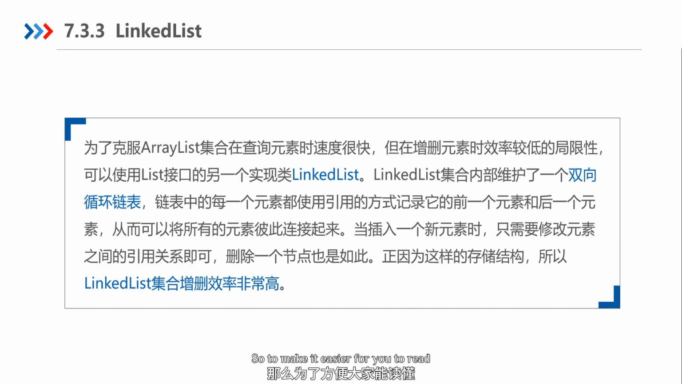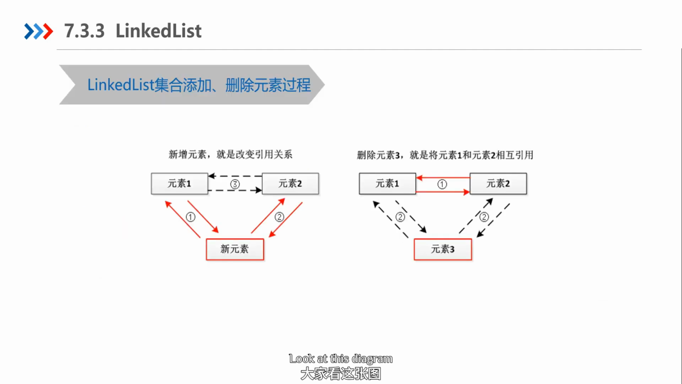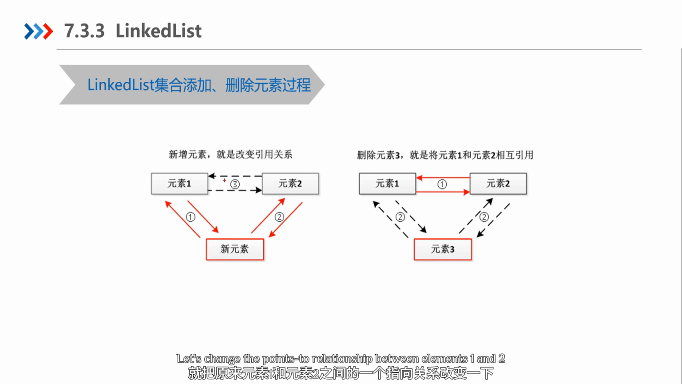So to make it easier for you to read, look at this diagram. When we add an element, we change the reference relationship. For example, element 1 and element 2. When we add a new element, all we need to do is have element 1 point to the new element. Then the new element points to element 2. We change the pointing relationship between elements 1 and 2.